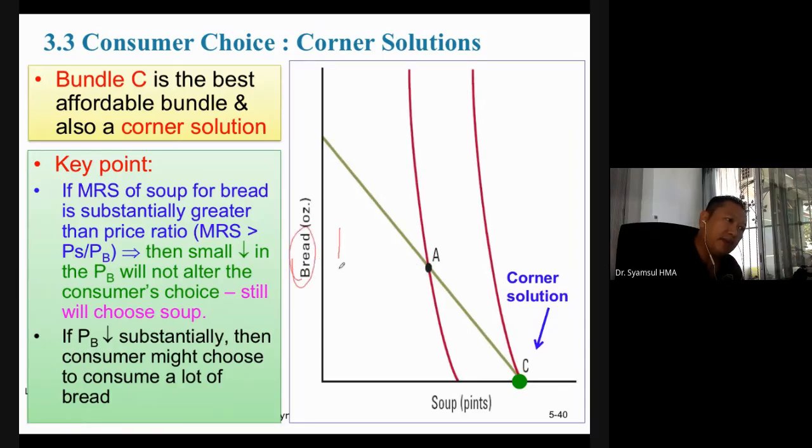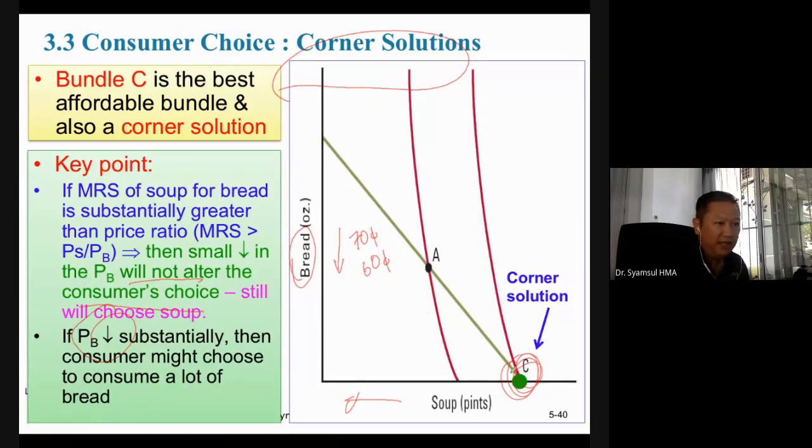So if the price of bread decreases from 70 cents to 60 cents, they're still here. That will not alter the consumer choice, so they will not shift. This is a corner solution. If the price of bread drops substantially, then the consumer might choose to consume a lot of bread. If it's big, then only they shift. So this corner solution means extreme: spending a lot on only one product.